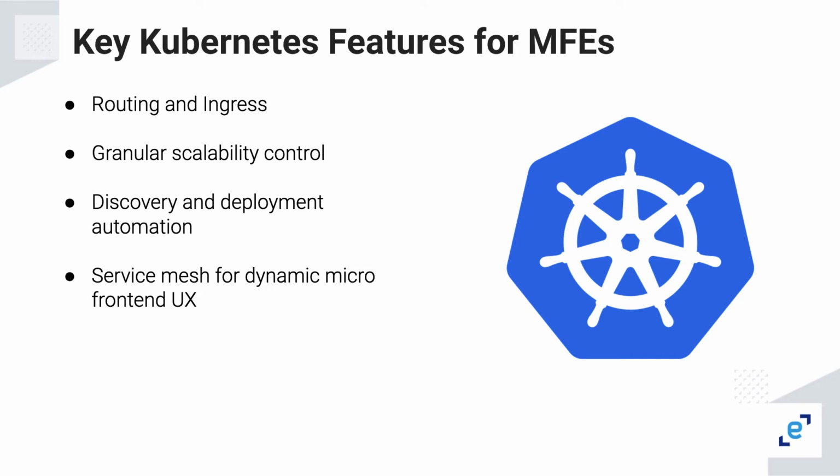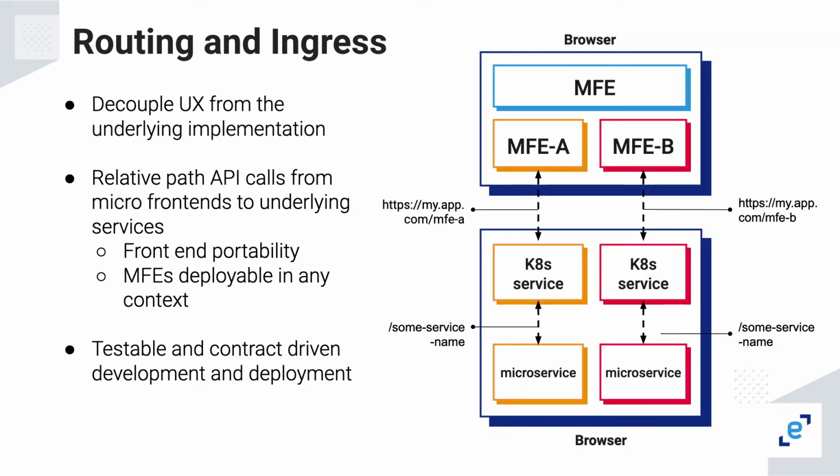So the first capability we'll talk about that Kubernetes gives us in our micro-frontend architecture is routing and ingress. And it seems like a simple thing, but routing and ingress provide a lot of power in an architecture like this where we want to really strongly decouple different parts of our application. So by using routing and ingress in Kubernetes services, we're really truly able to decouple our UX from the underlying implementation. And we can even make relative path API calls from our micro frontends to the underlying services. And this gives us a lot of portability.